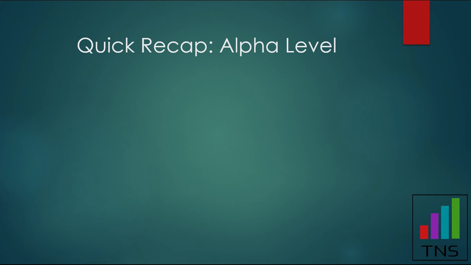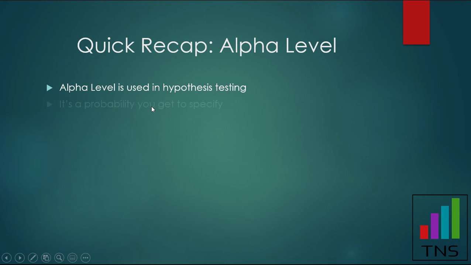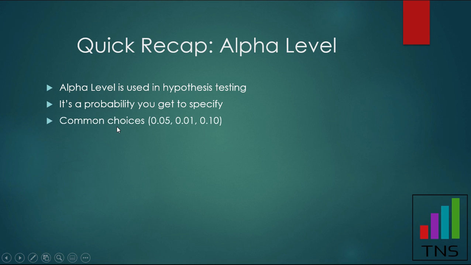So let's do a quick recap. The alpha level is used in hypothesis testing exclusively. Its probability is something you get to specify in any analysis moving forward. And there are some common choices that are used most often: 0.05, 0.01, 0.2. And of course, its application in hypothesis testing comes from a direct comparison with the p-values you get from the procedure.